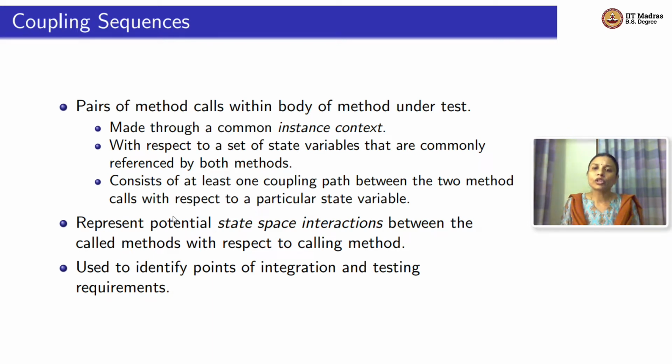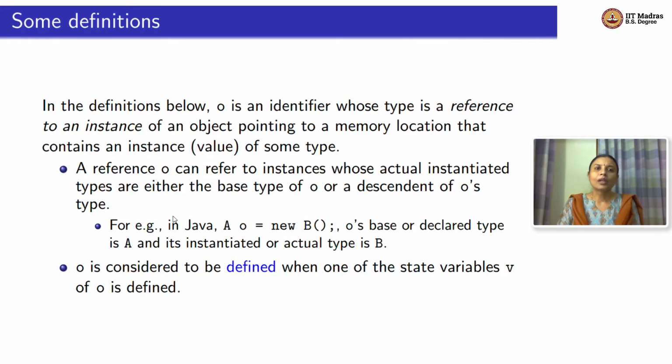And this is made with reference to the set of variables that are referenced, that is defined and used by both the methods. And it will consist of at least one coupling path between the two method calls with respect to a particular state variable. So these coupling sequences represent potential state space interactions between the called method with respect to the calling method. And they are used to identify the points for integration, that is the call interfaces, which we further use for testing. So we'll see some definitions and illustrate those definitions through some examples before we actually define the test requirements as criteria.